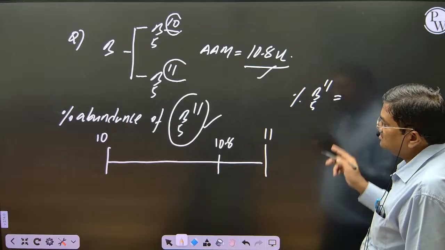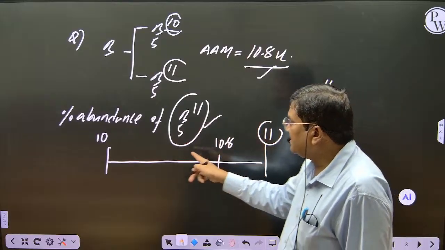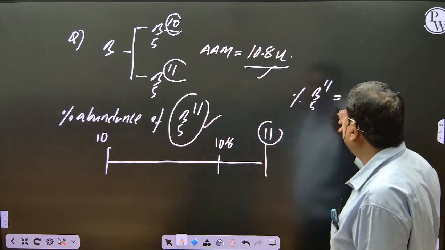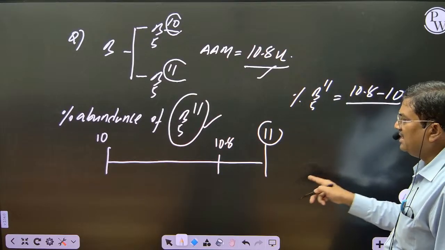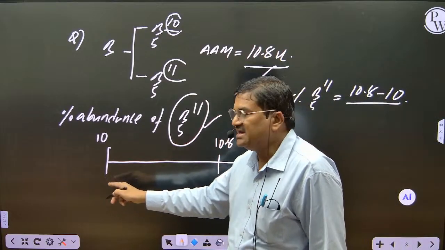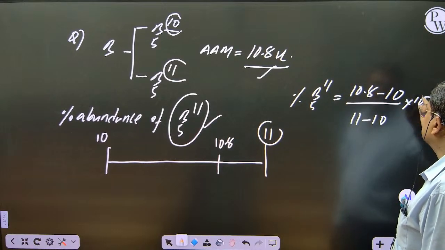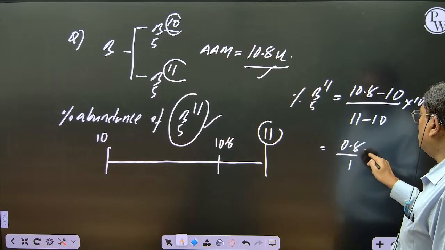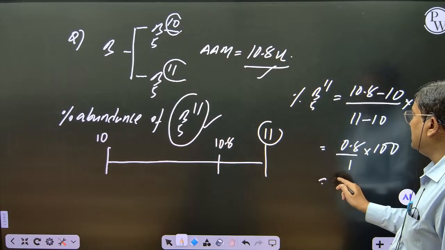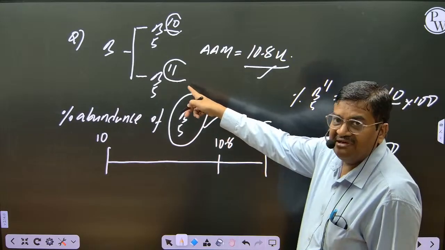So now since I want B-11, take the difference of these two. What is that? 10.8 minus 10 upon what? The difference of these two extremes, 11 minus 10, into 100. So this comes to how much, student? This is 0.8 by 1 into 100. That means how much percent are we getting? 80% is the abundance for B-11.